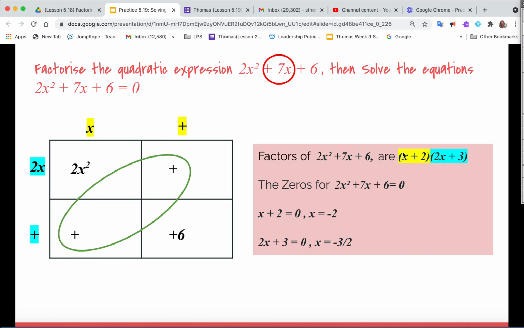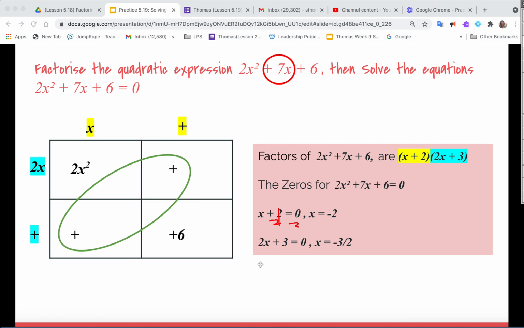And then the second thing we were asked to do is to actually solve. So given the factors, we know we're going to set the equation equal to 0, which means we can go ahead and use the zero product property where we're saying x plus 2 is equal to 0. And we know that by getting the x by itself, we would subtract 2 from both sides. So x is equal to negative 2.